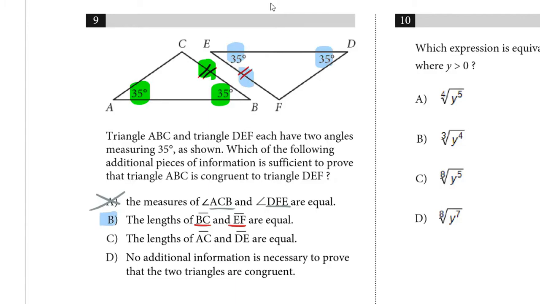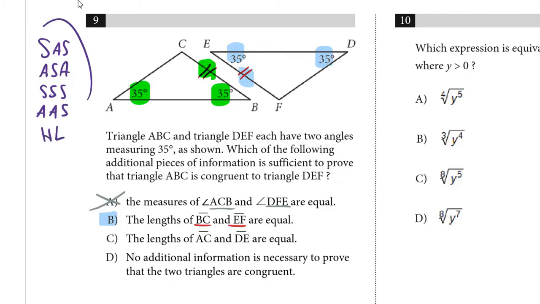That's actually our answer because there are 5 triangle congruence theorems that you should know: side, angle, side; angle, side, angle; side, side, side; angle, angle, side; and hypotenuse leg. So if you don't know those, go ahead and look them up.